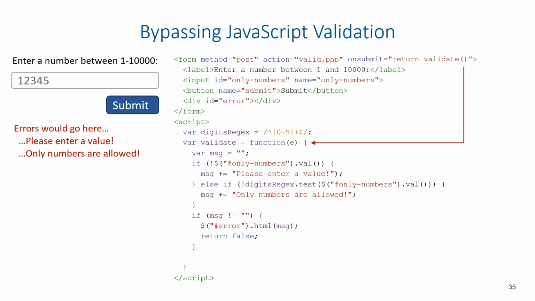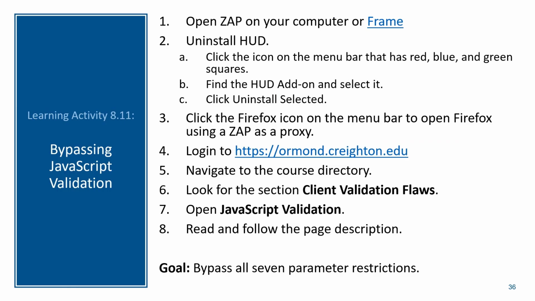Then it's going to say if there is a message, we know that an error was returned, and we're going to exit and display the error message rather than actually passing this through. Otherwise, we will return true. So we're going to show you how to do this in ZAP. We're going to go to the section Client Validation Flaws and open up the JavaScript validation page. What I want you to do is try to bypass all 7 parameter restrictions that exist. So pause this video, try this on your own, and then come back to compare your answer.